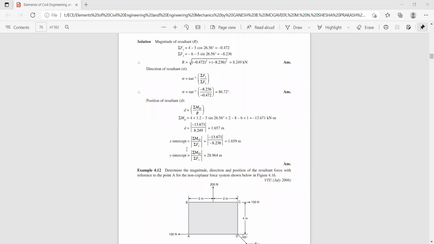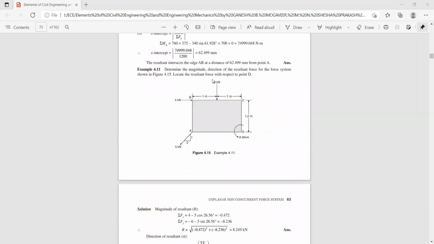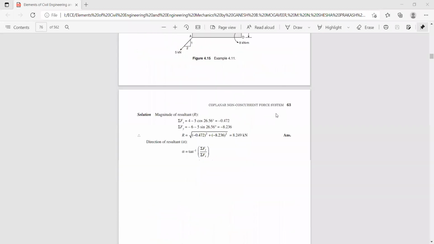Then you can also find the x-intercept and y-intercept. In this problem, he has not asked to find the x-intercept and y-intercept. Anyway, you can also find it, no problem. Since you know sigma M, the x-intercept is sigma M divided by sigma Fy, and the y-intercept is equal to sigma M divided by sigma Fx.